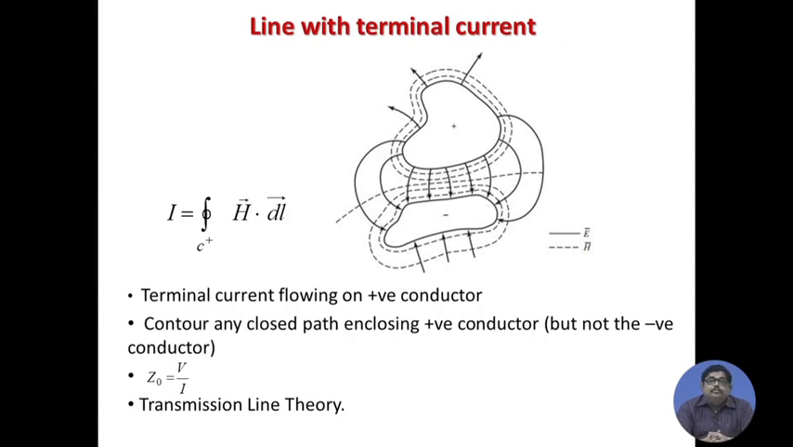Similarly, we know that the closed line integral of magnetic field gives us current. So, here the terminal current flowing on the positive conductor, if we can have that current uniquely defined for any contour, closed path enclosing the positive conductor, then we can define the ratio of voltage and current so defined as the impedance, and this is basically the realm of transmission line theory.